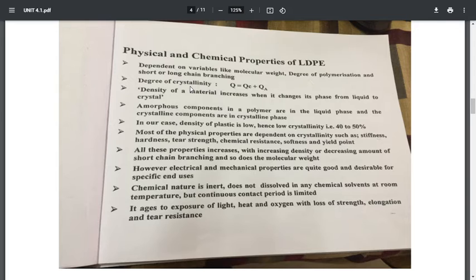Crystallinity refers to the degree of structural order in a solid. In a crystal, the atoms or molecules are arranged in a regular and periodic manner. The degree of crystallinity has a big influence on hardness, density, transparency, and diffusion. Density of a material increases when it changes its phase from liquid to crystal. Naturally, a liquid substance has low density, a solid substance has high density.